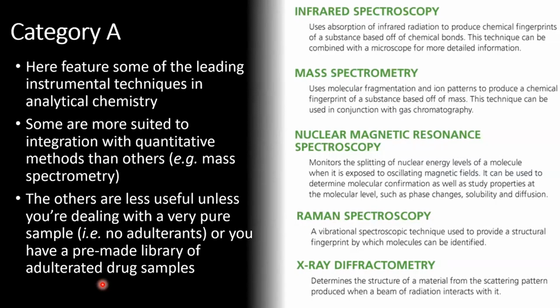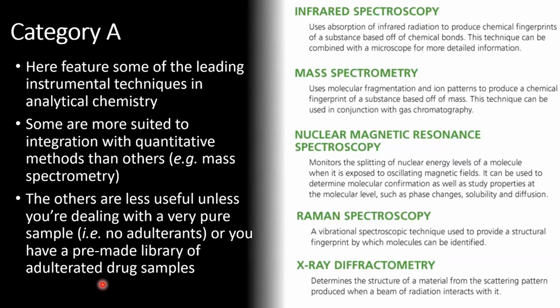So to focus more on Category A, here are some of the leading instrumental techniques used in analytical chemistry. If we look on the right, we can see infrared spectroscopy, mass spectrometry, nuclear magnetic resonance spectroscopy, Raman spectroscopy, and X-ray diffractometry. All of these methods will provide you with unambiguous assignment of a chemical unknown species.